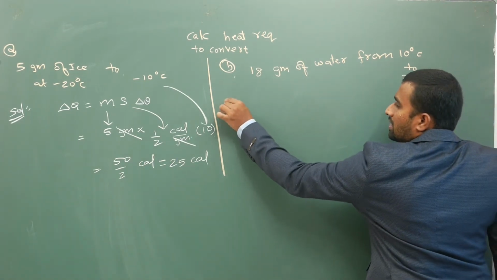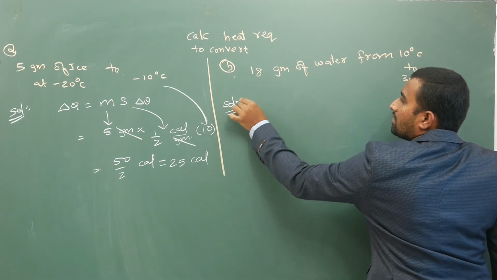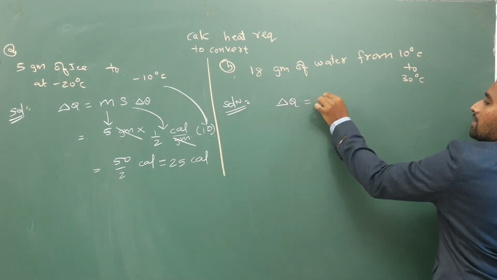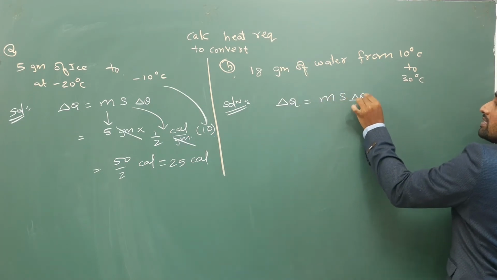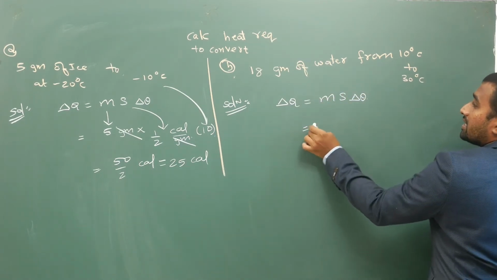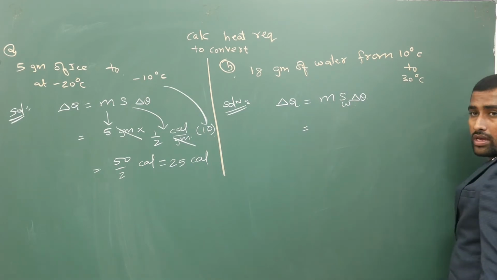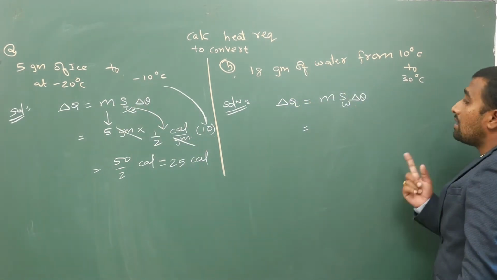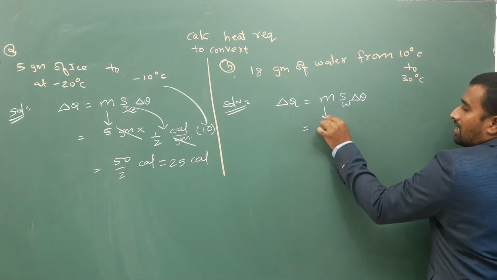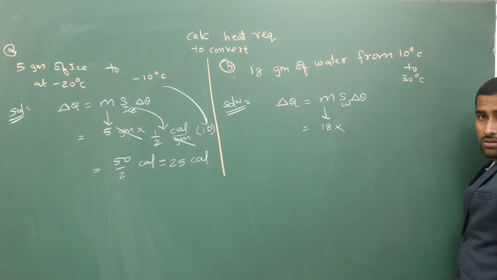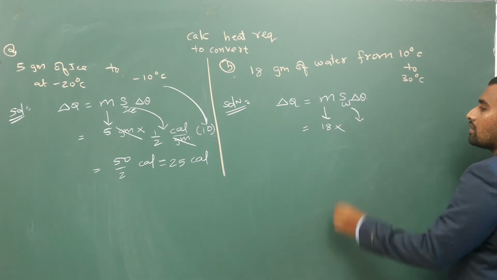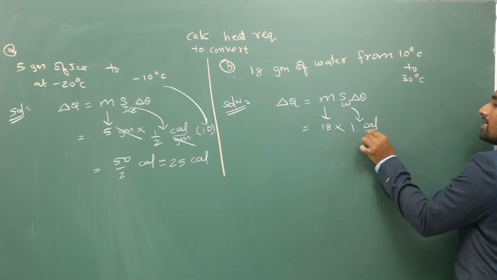Next, in this situation, your heat energy delta Q is given by m into specific heat S into delta theta. Here it is the specific heat of water, whereas earlier it was the specific heat of ice, because ice was given there and here water is given. So your mass is 18 into your specific heat of water. How much is your specific heat of water? It is 1 calorie per gram.